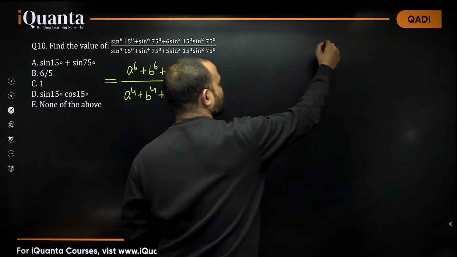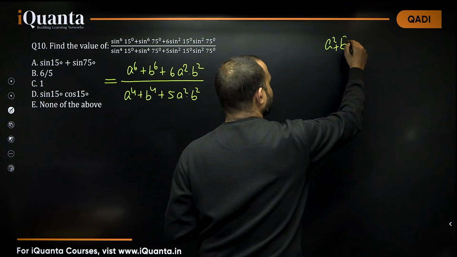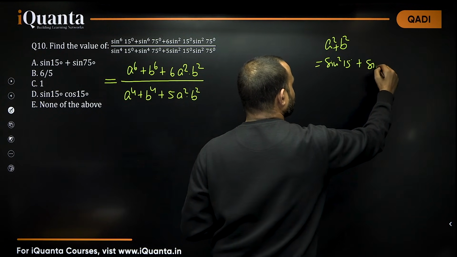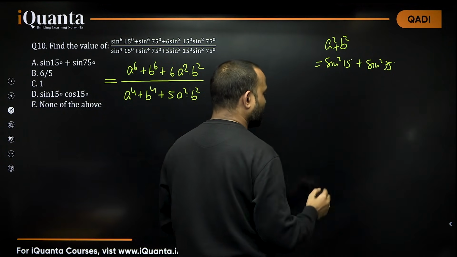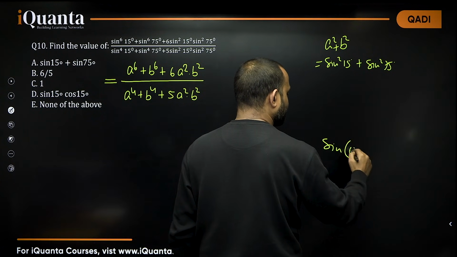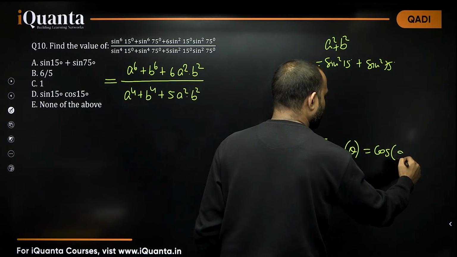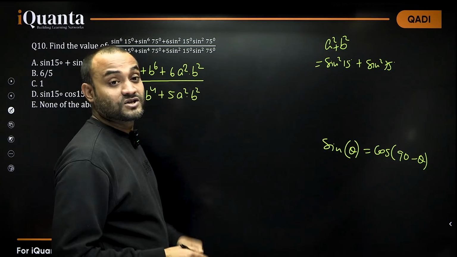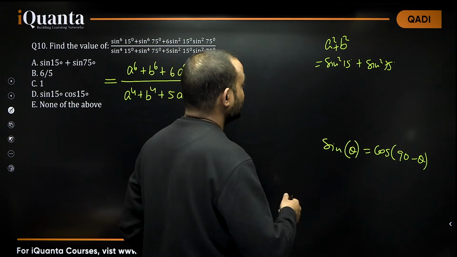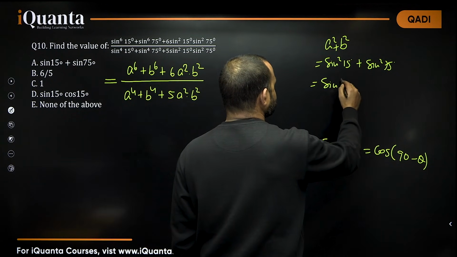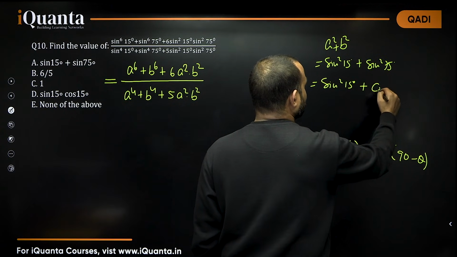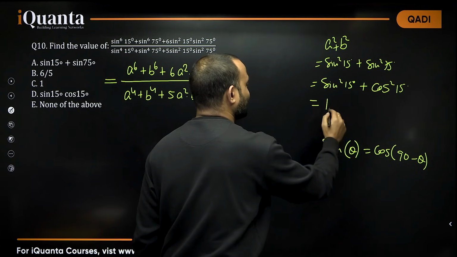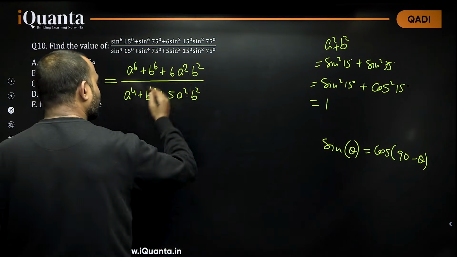What is a square plus b square? A square plus b square is nothing but sine square 15 degree plus sine square 75 degree. And what do we know? That sine theta is equal to cos 90 minus theta and vice versa, right? Sine 90 minus theta is equal to cos theta. Can I say that sine 75 degree can be written as cos 15 degree, 90 minus 75, and this value is nothing but 1. So now we are going to modify this a little bit.